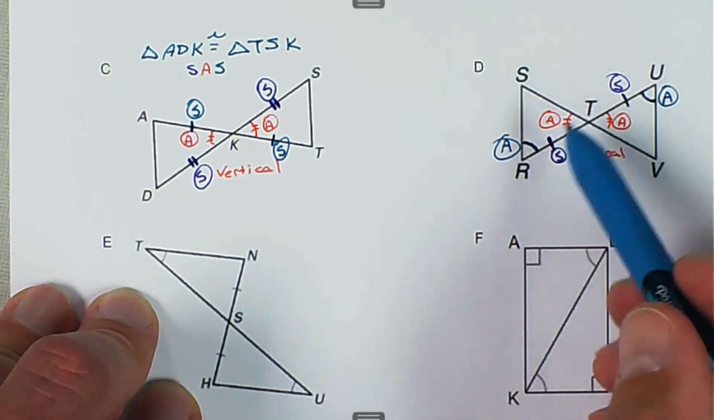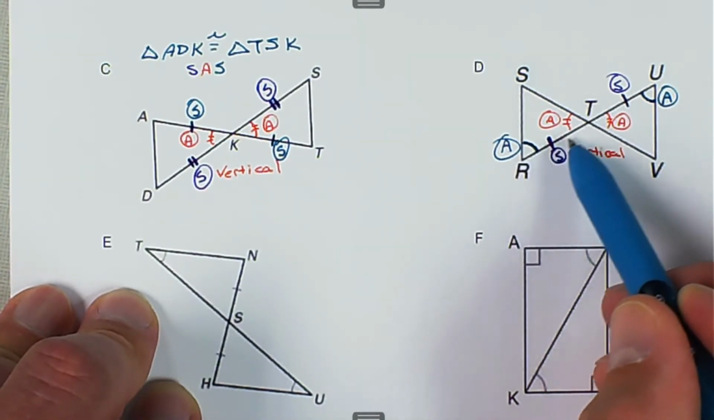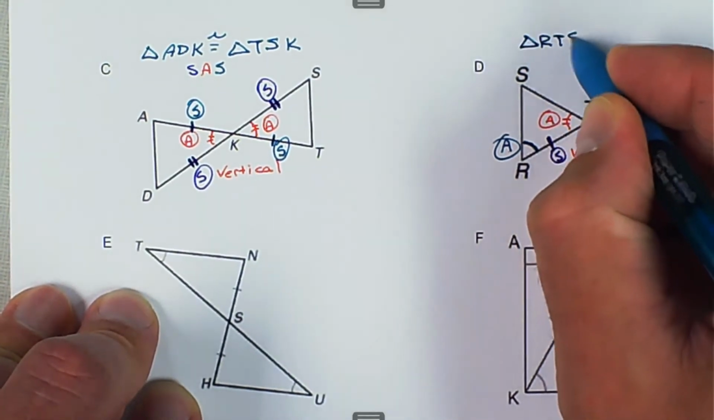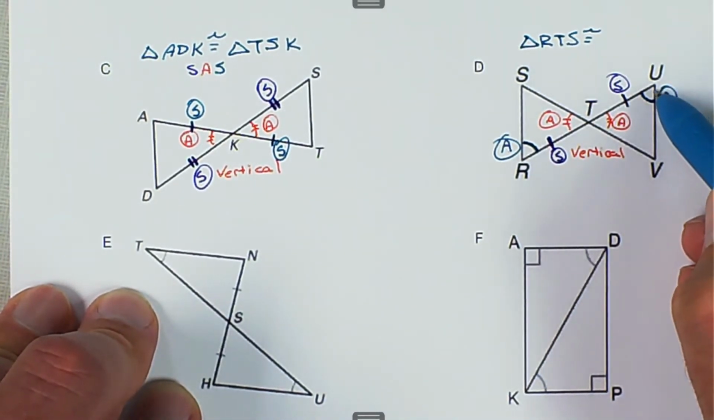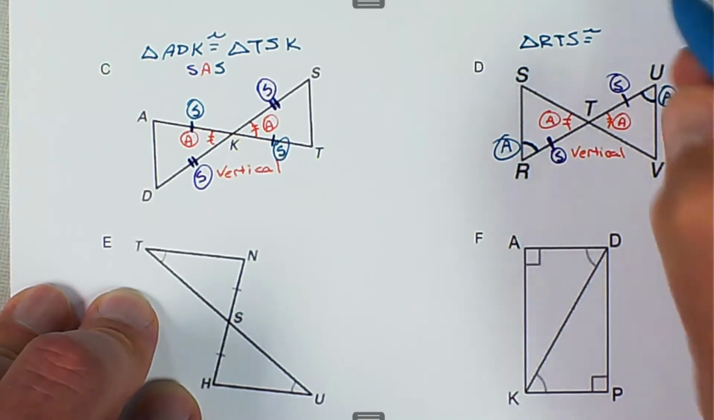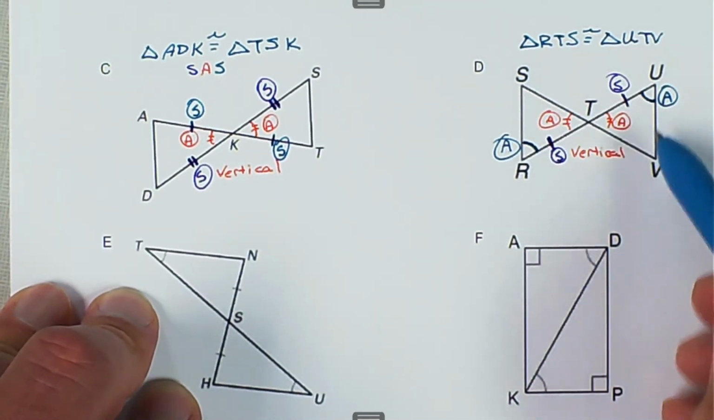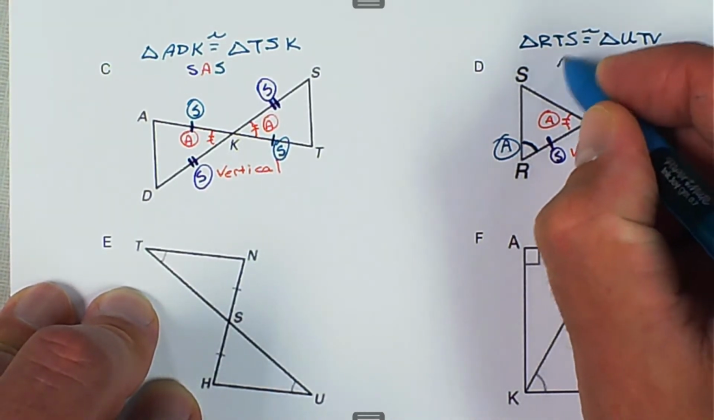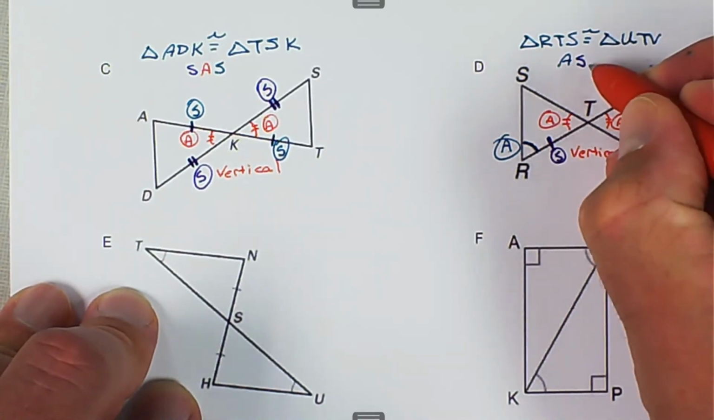So let's go the marked angle, so RTS. So triangle RTS is congruent to triangle UTV. And the reason that we know that is angle, side, angle.